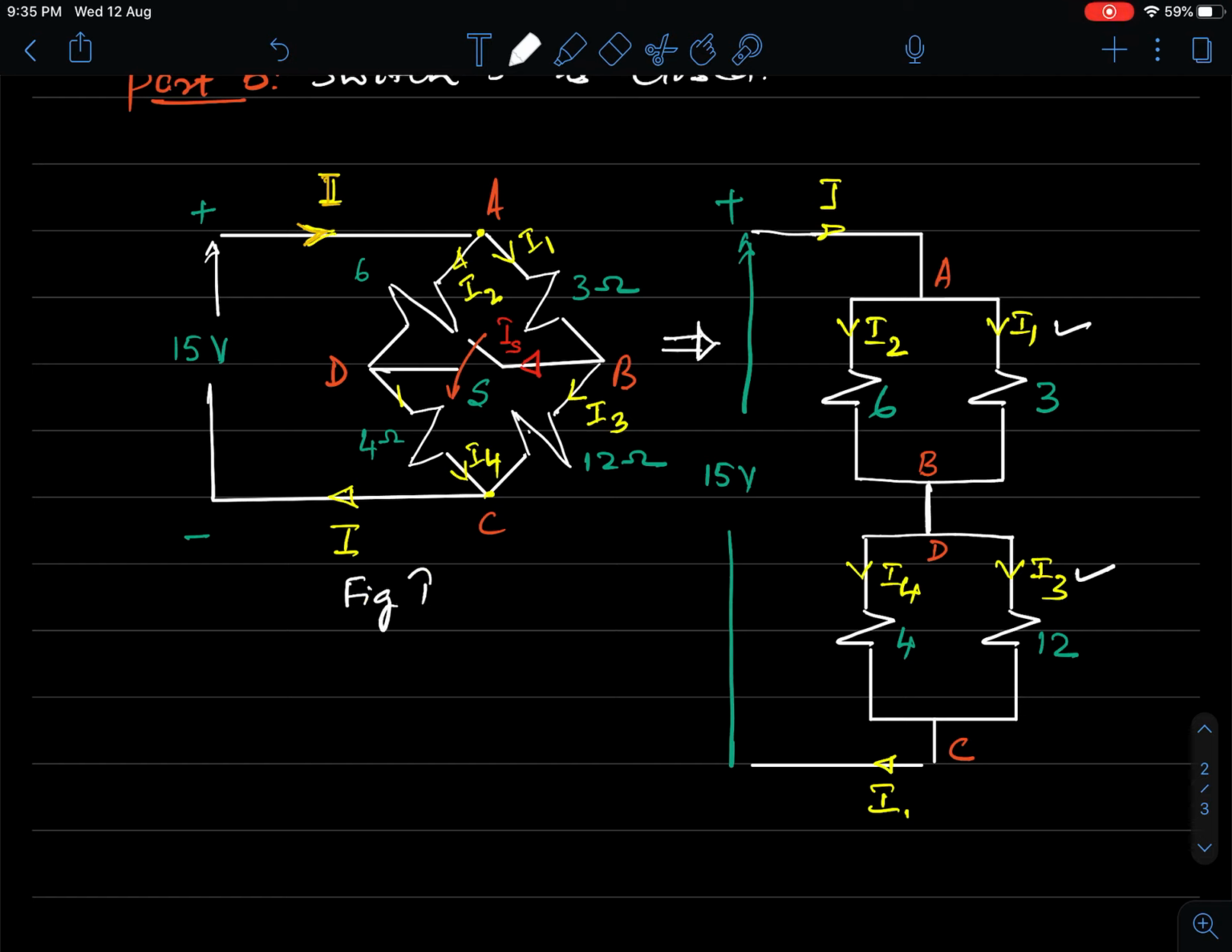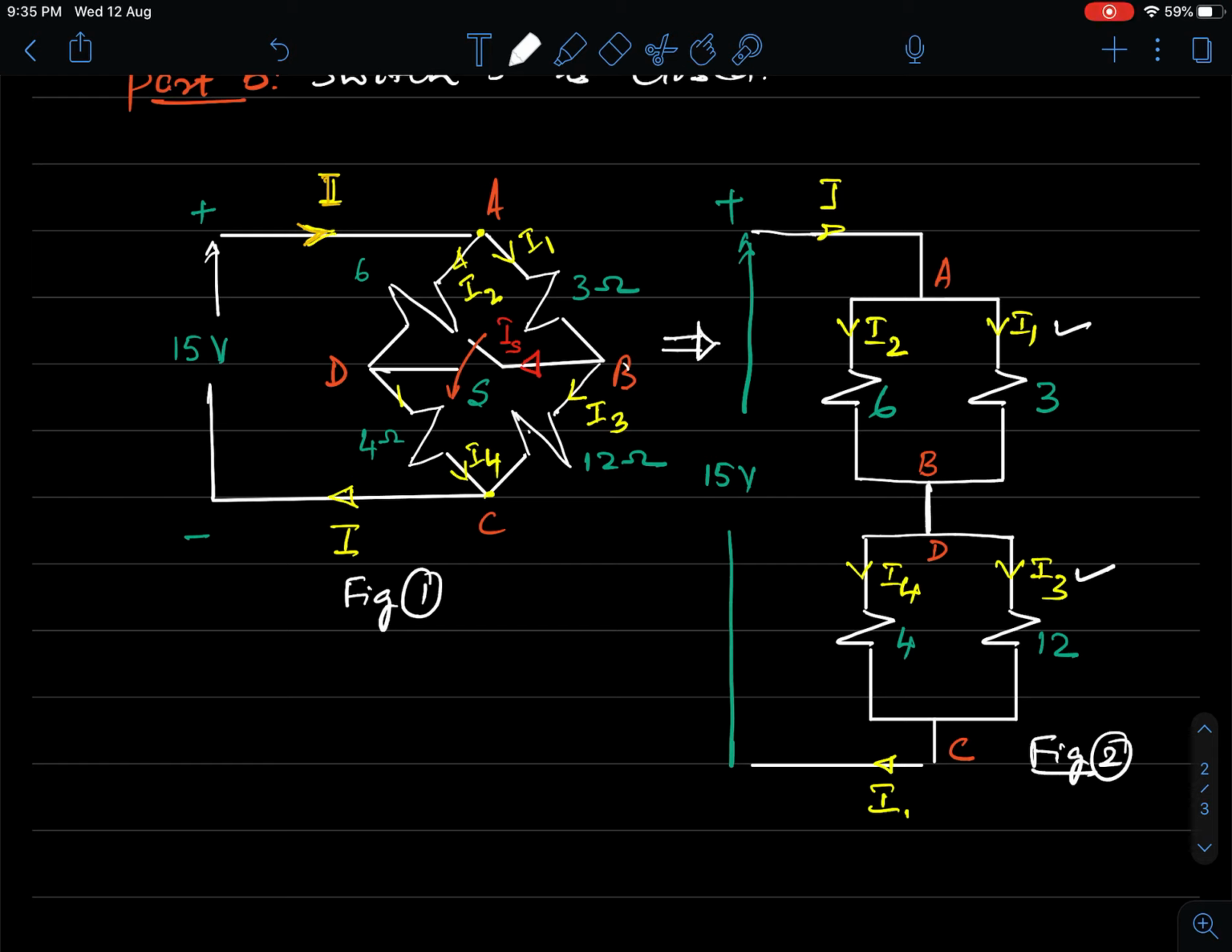If I get I1 and I3, I can come back to our figure 1. This is my figure 1, and if this is figure 2, from figure 2, I will somehow evaluate I1 and I3. Come back to figure 1. I will say where is I1, where is I3. I'll apply KCL at node B, and I'll be able to get the current through the switch.